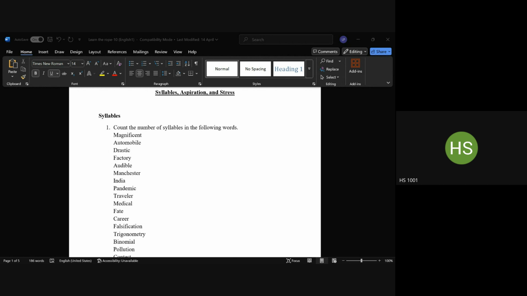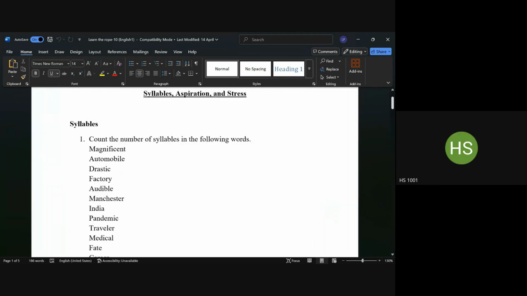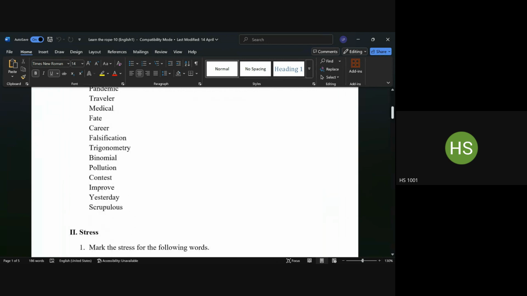Then comes pandemic. Pandemic has three. Yes, correct. Then the next one is traveler. Traveler also has three. Then comes medical. Medical also has three. Traveler, medical.